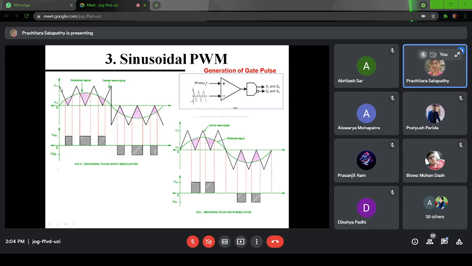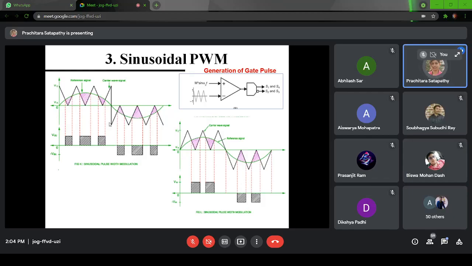Let the carrier wave signal, the triangular wave frequency, I will change. What will happen? I will get more gate pulses. Yes or no? Yes, ma'am.